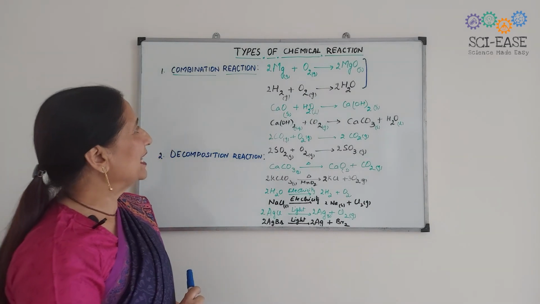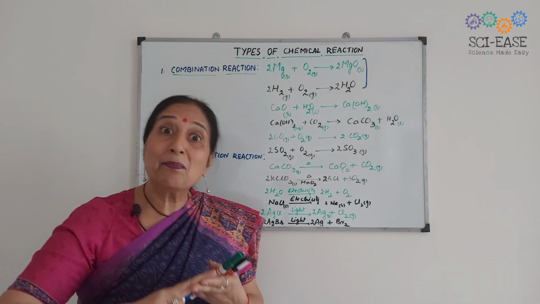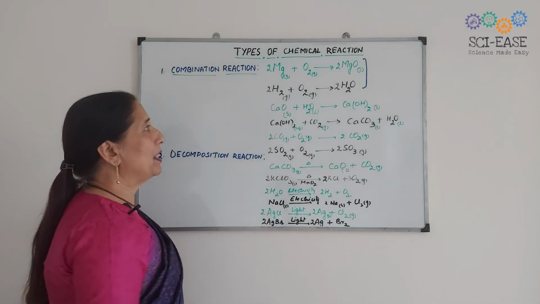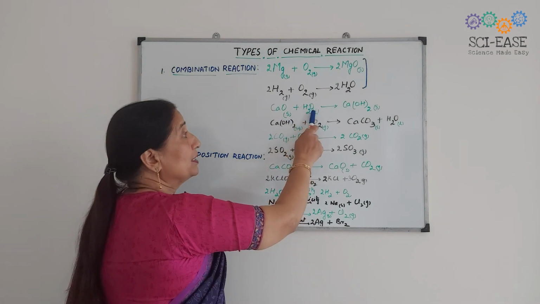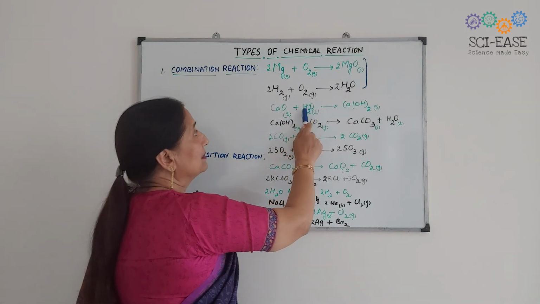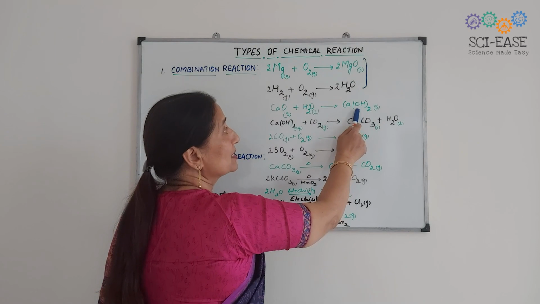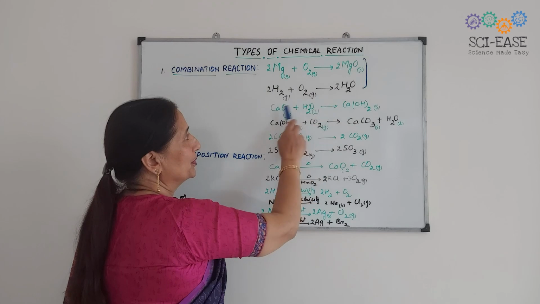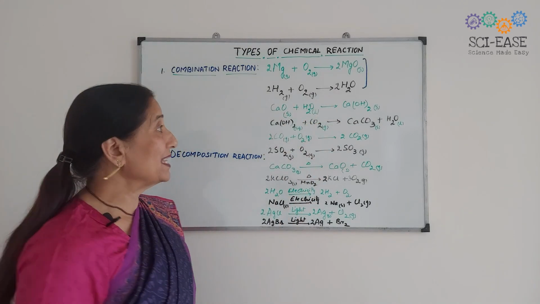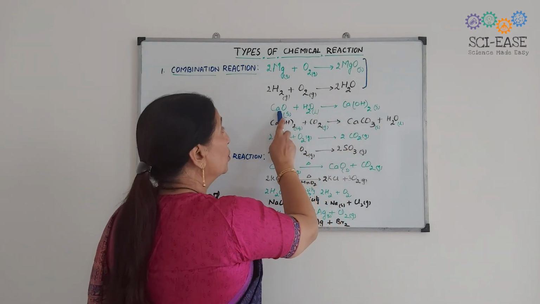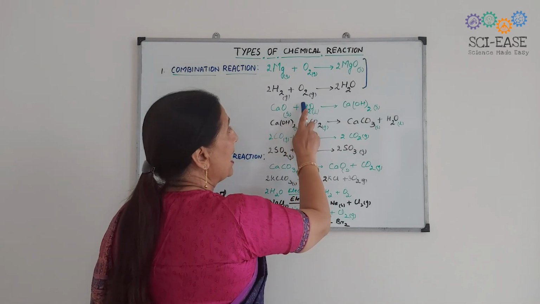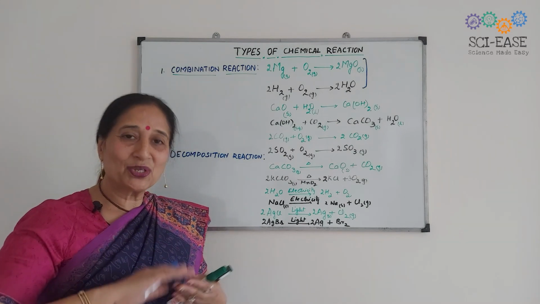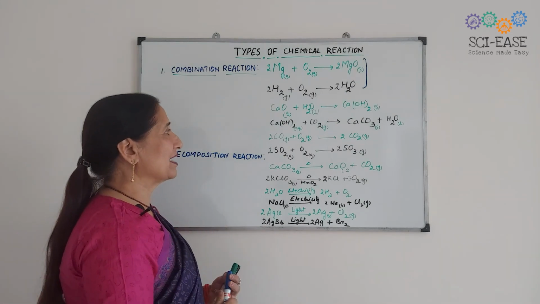Now next we will take where the 2 compounds combine. CaO, quicklime, it is the compound. It will combine with water and this will result in the formation of slaked lime. This reaction I have already told you, during whitewashing this reaction takes place. So here 2 compounds combine and they result in the formation of some other compound. So this is again the combination reaction.